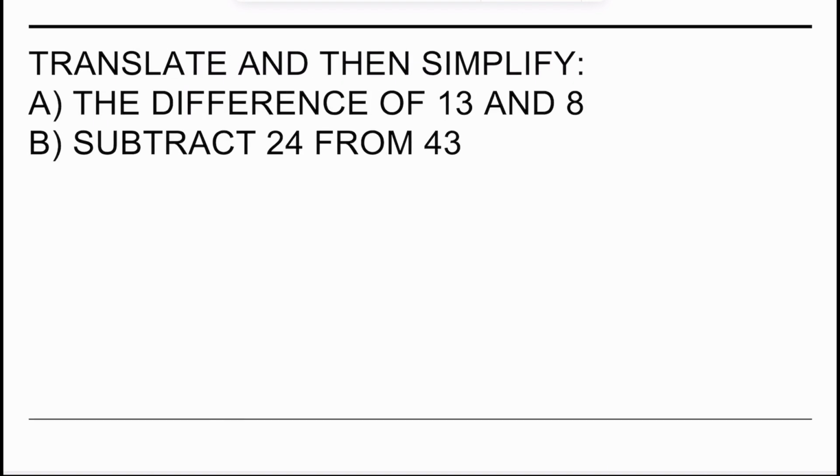So now we want to translate and simplify. So A, we're looking at the difference of 13 and 8. So what does that mean? Well, the difference means that we're minusing or subtracting. And so the first number, we're finding the difference between 13 and 8. So we're going to go 13 minus 8. And so if we line this up, I'll just write it small over here. So 13 and 8, and we subtract. We get 3 minus 8. We can't do that. And then we carry the 1 over. This becomes 13 minus 8.